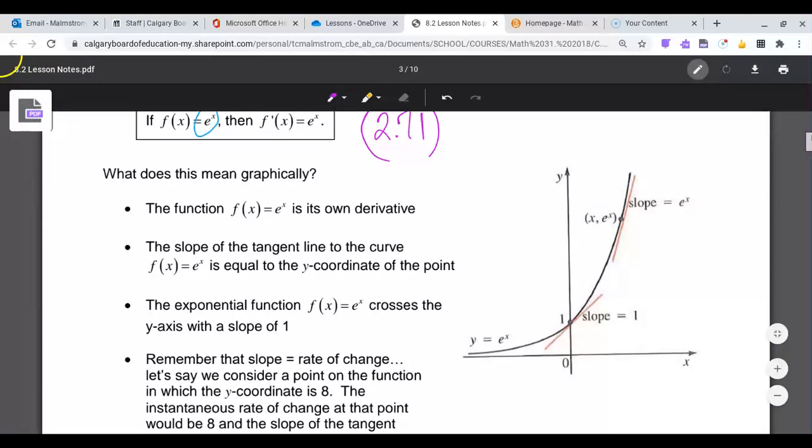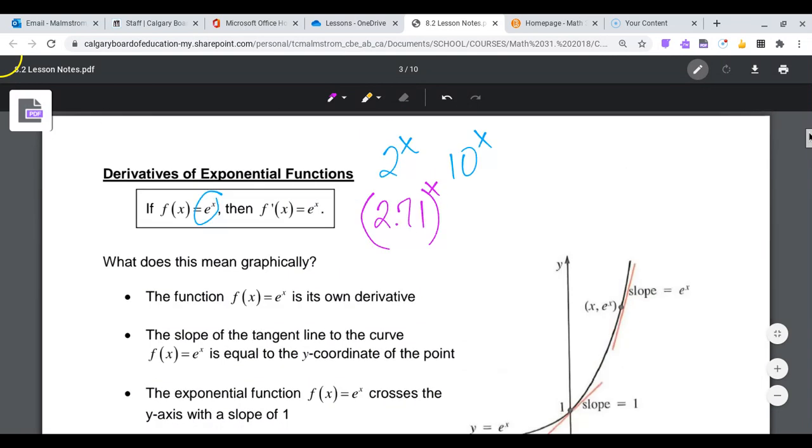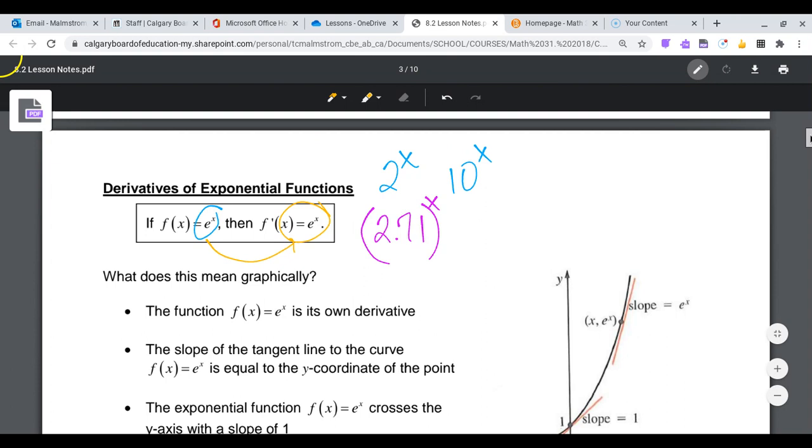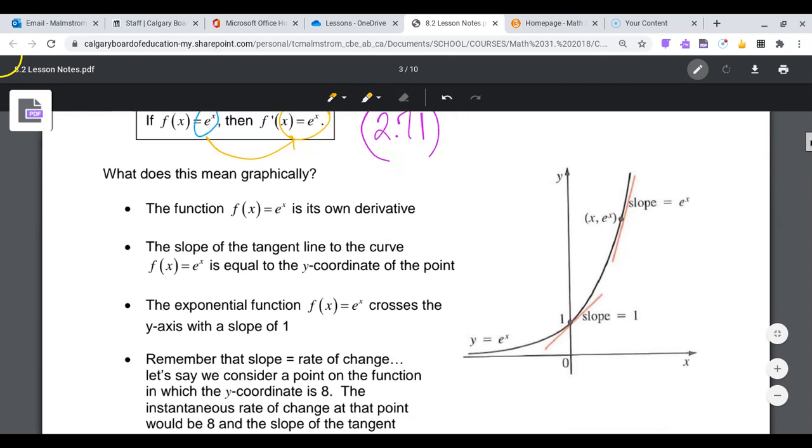The really cool thing about this graph is that e to the x is its own derivative. This is just cool and weird and everything in between. So what does that actually mean? It means, when you think back to a derivative, the derivative represents the slope of the tangent line to the curve, to the original curve.